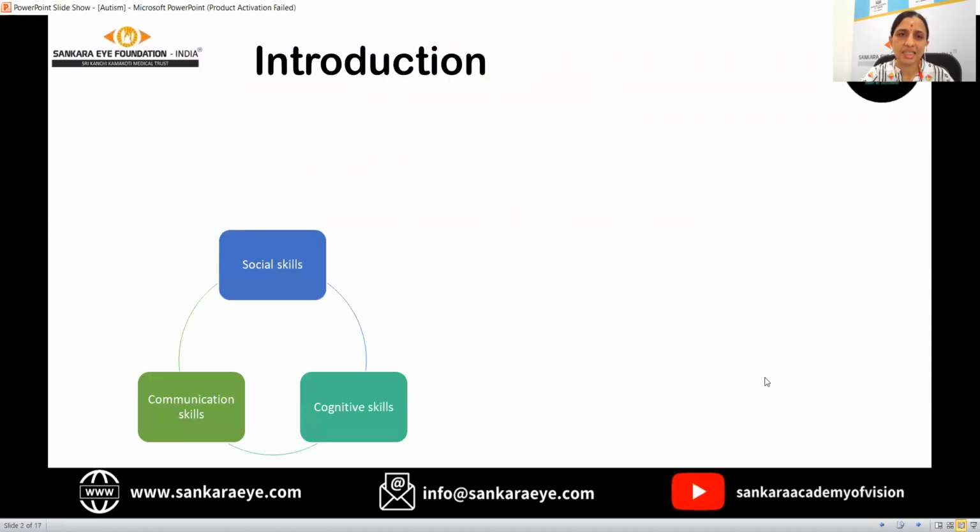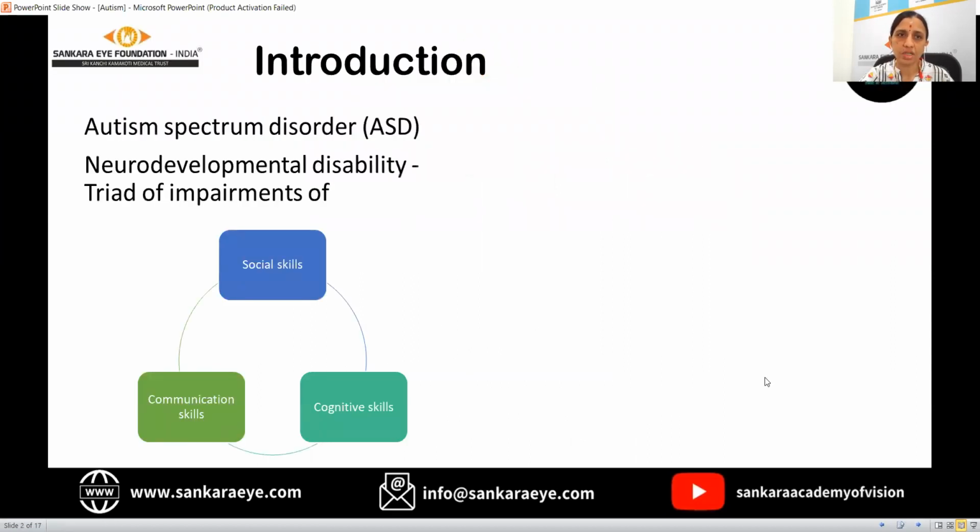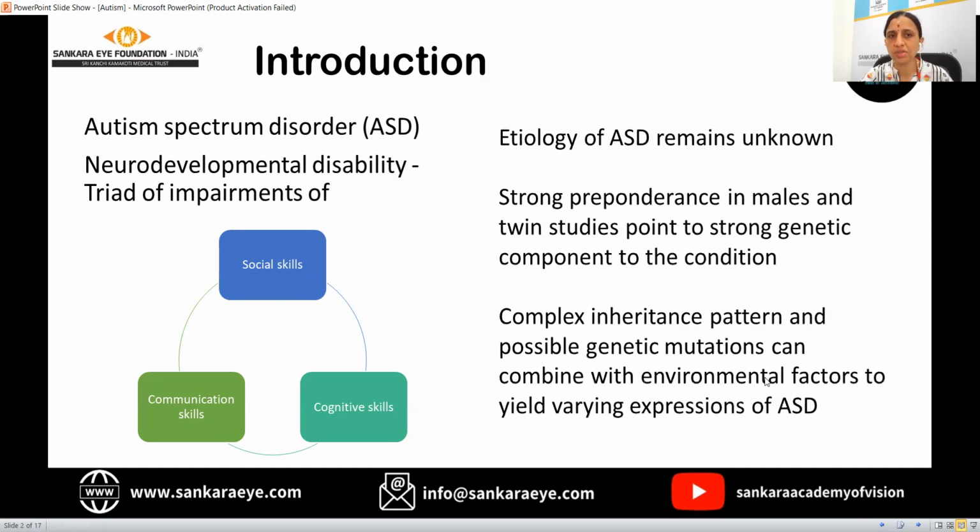So autism is basically a neurodevelopmental disorder where we see impairments in social skills, communication skills and cognitive skills. Though the etiology is not clearly known, there's a strong genetic inheritance, proven by studies in twin children and also by the slightly higher preponderance we note in males. Also, there are epigenetic and environmental factors which combine with the genetic inheritance to yield varying expressions in autistic spectrum disorder.